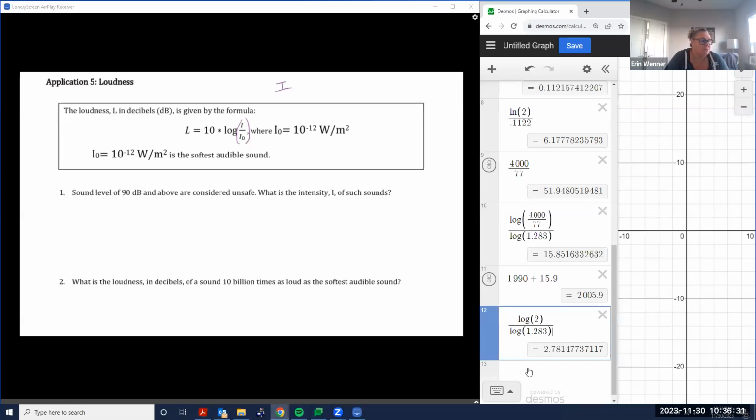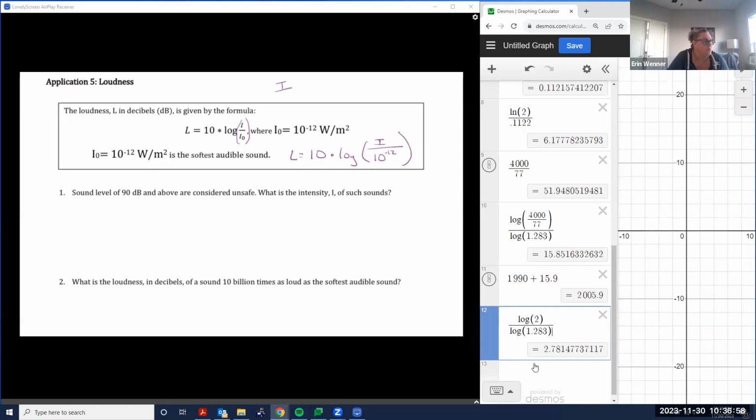10 to the negative 12 watts per meter squared is considered the softest audible sound. It's the softest sound that can be measured, that we can hear. So if we rewrite this formula, instead of the I sub 0, it's going to be L equals 10 times the log of I over 10 to the negative 12, right?